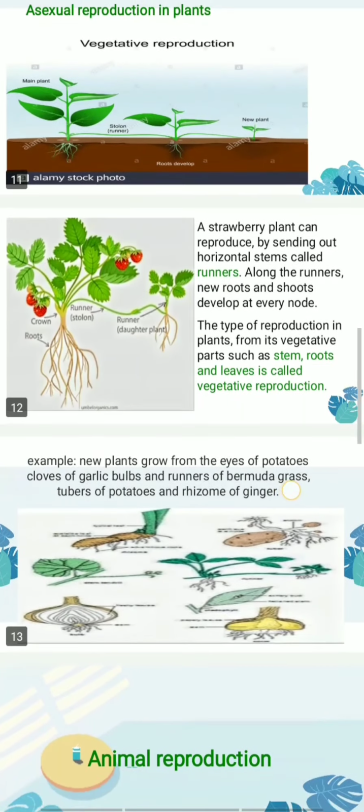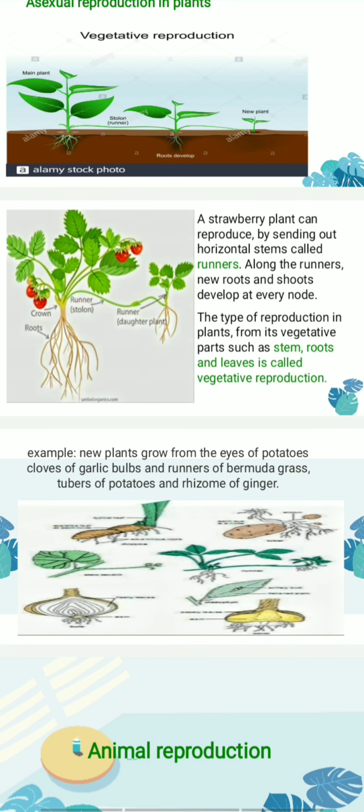So, for example, new plants grow from the eyes of potatoes, cloves of garlic bulbs, and runners of Bermuda grass, tubers of potatoes, and rhizomes of ginger.